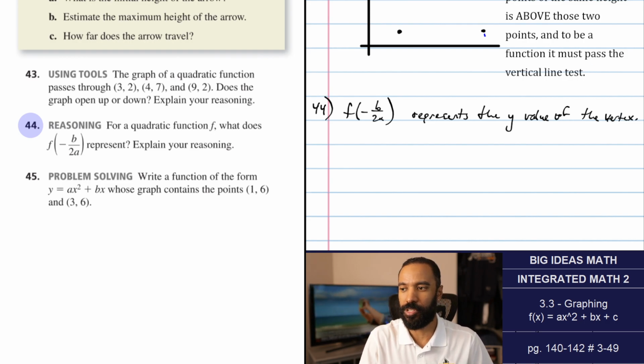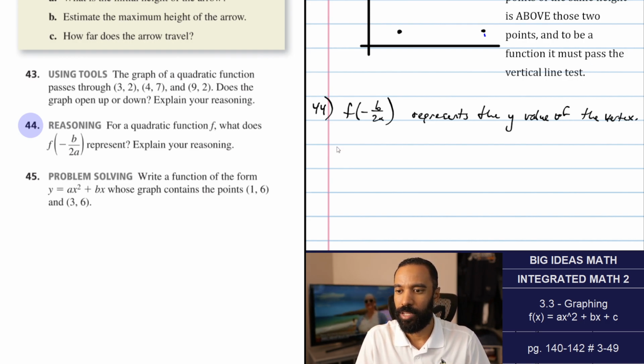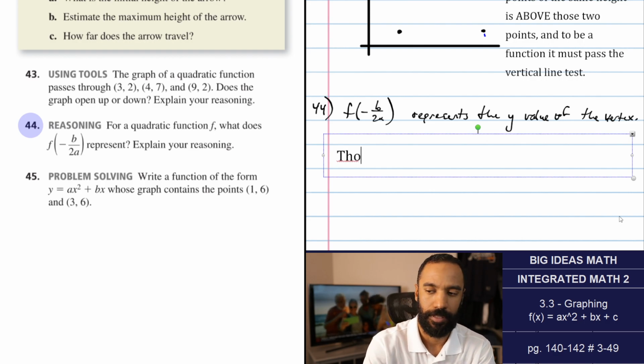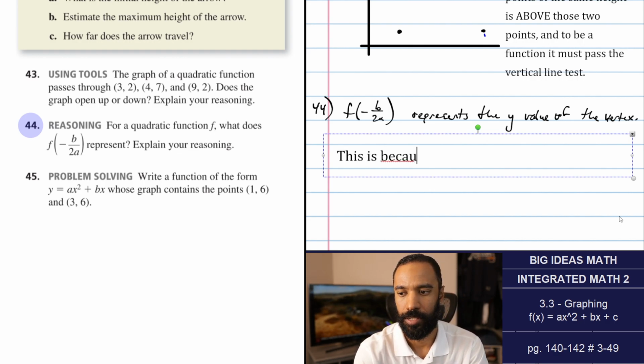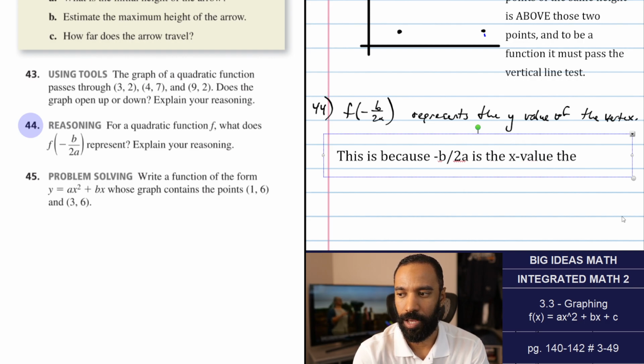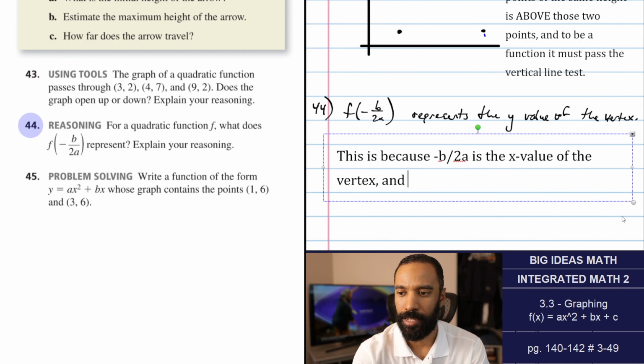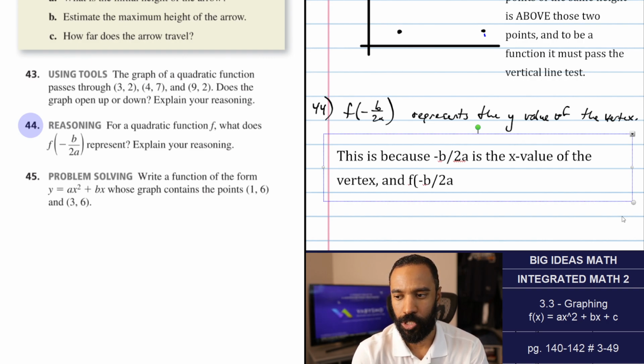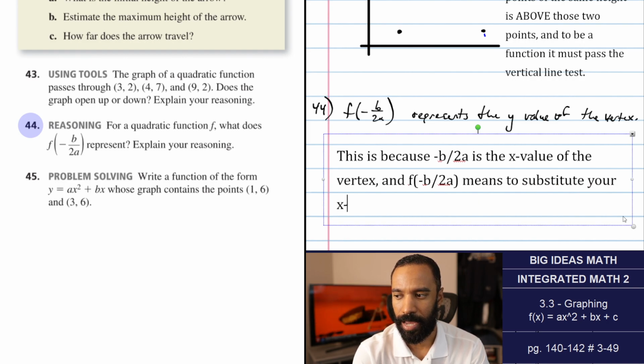Represents the y value of the vertex. This is because negative b over 2a is the x value of the vertex, and f of negative b over 2a means to substitute your x value and find your y value.